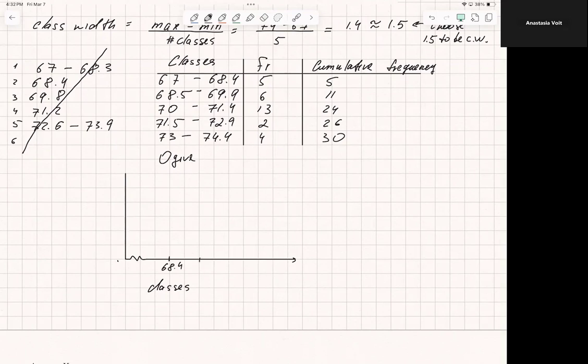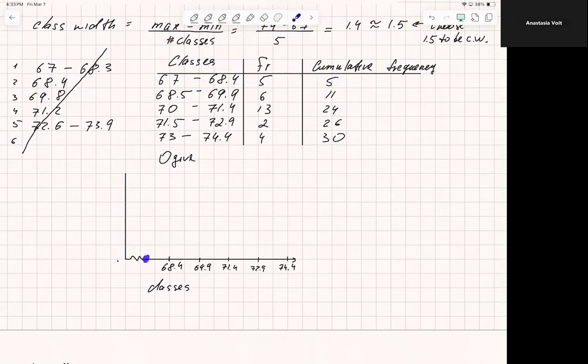Then 69.9. Next one is 71.4. Next one is 72.9. And the last one is 74.4, right? Now remember, we need to start at 0 somewhere, and since 68.4 is the upper limit of the first class, and we already have some frequency there, so we will start with the 5, not from 0.